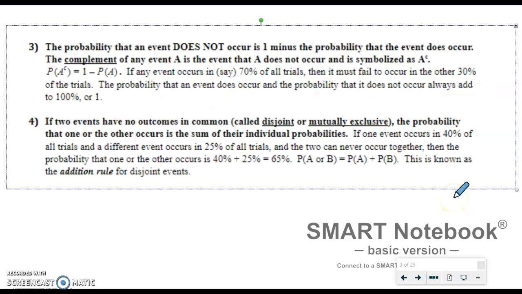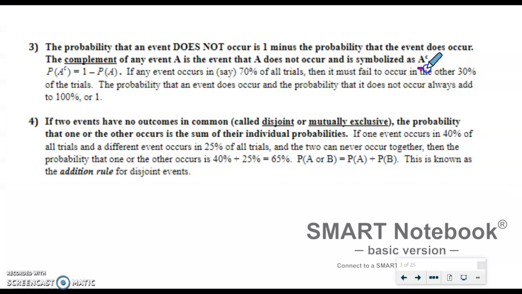All right, so the probability that an event does not occur is 1 minus the probability that it does occur. That's considered to be something called the complement. There's lots of ways that you could see it. You could see it as not A or A to the C power. And you're basically taking 1 minus the probability of event A happening.